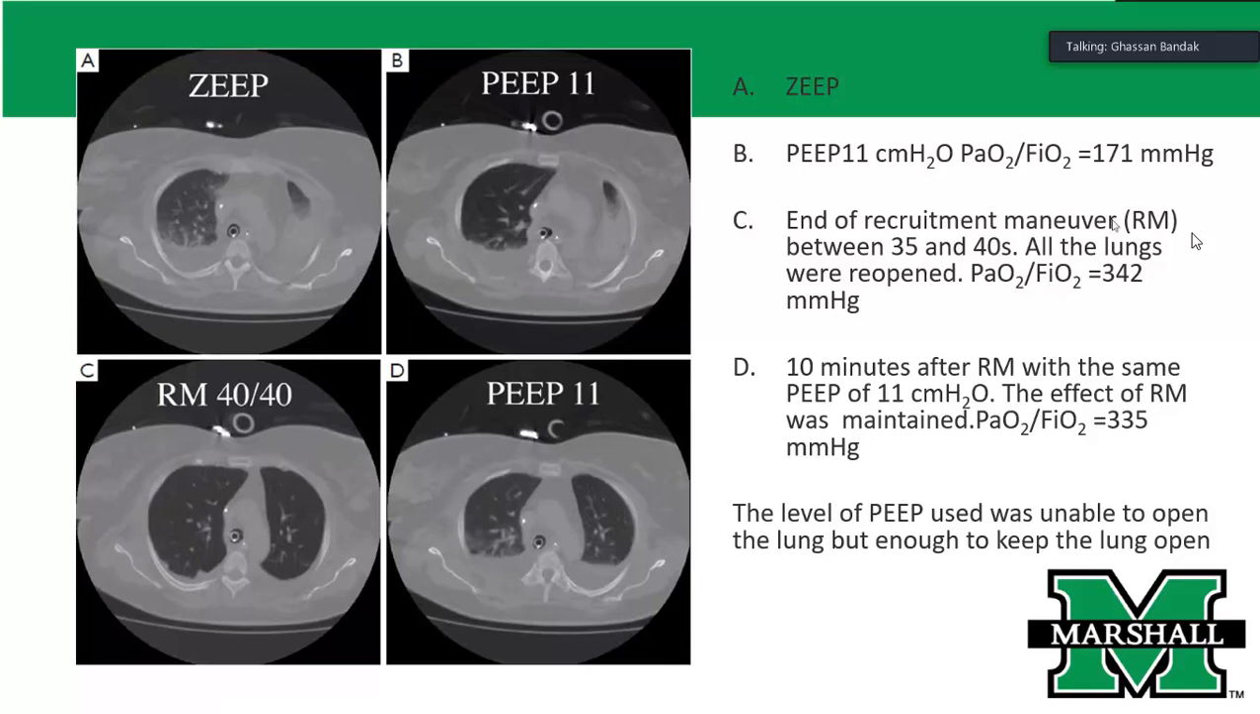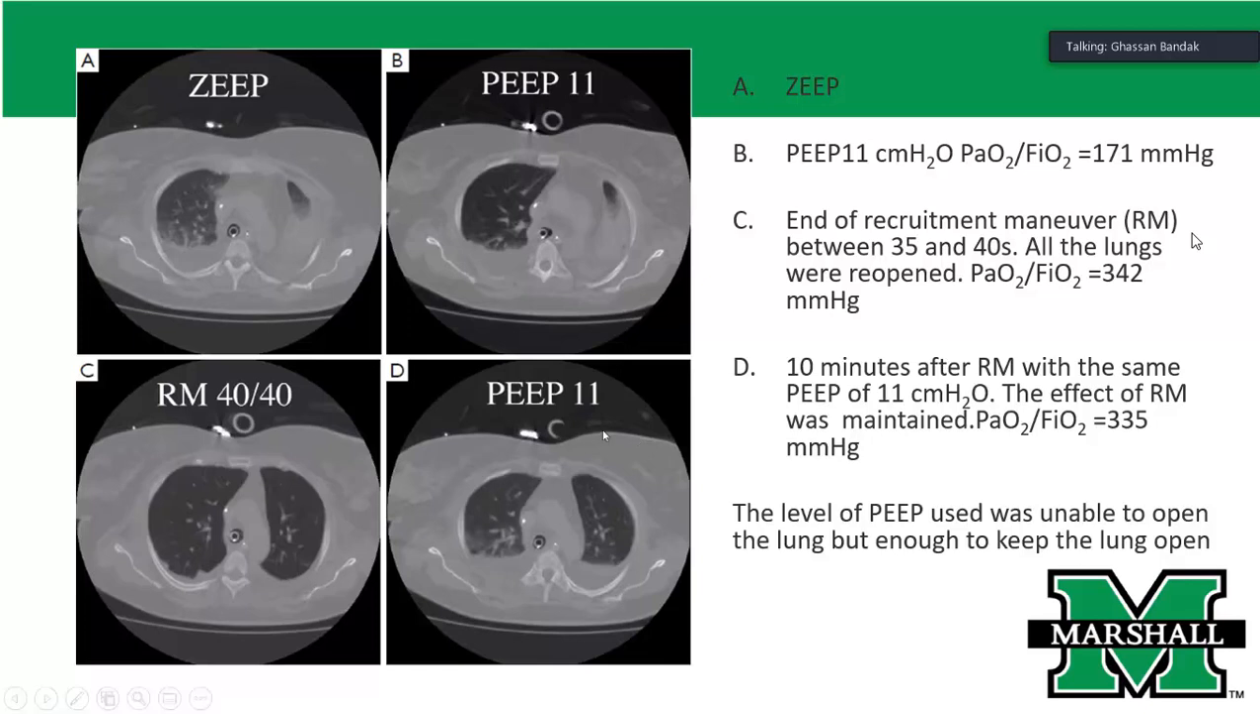And then at the end, after they went back to a PEEP of 11, the PF ratio was maintained at 300. So using zero PEEP did not help this patient because we could not recruit parts of the lung that are important for gas exchange. At a PEEP of 11, you could not recruit the de-recruited lung. You needed to go much higher, that's called the recruitment maneuver, but a PEEP of 11 would keep that part of the lung that was open.